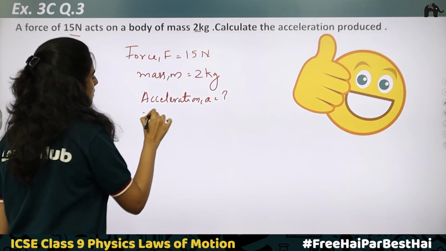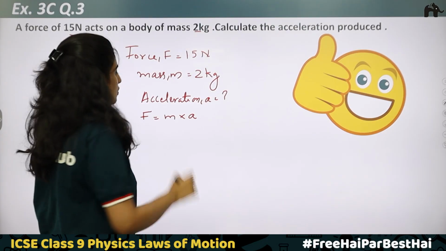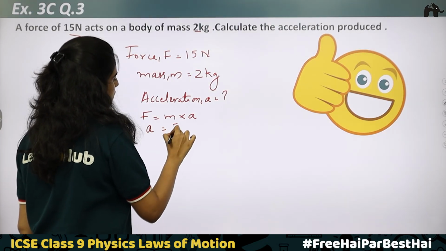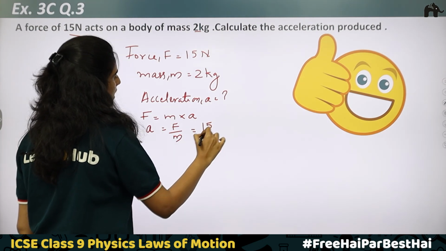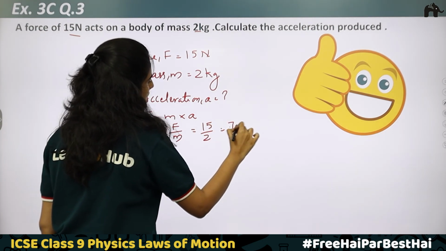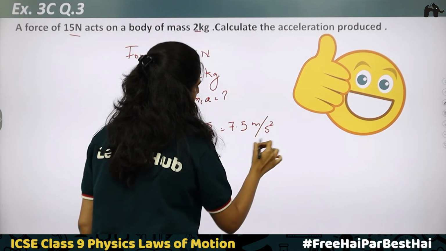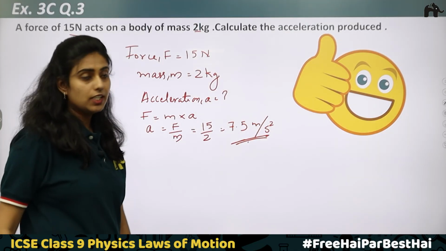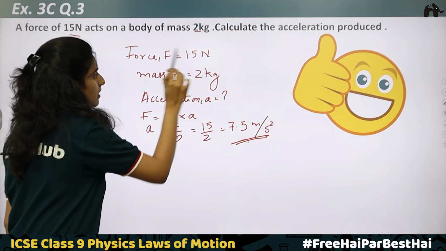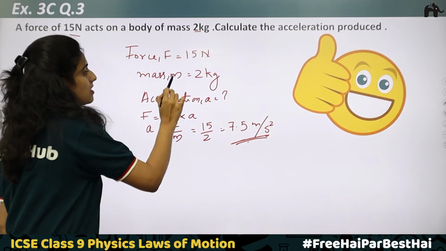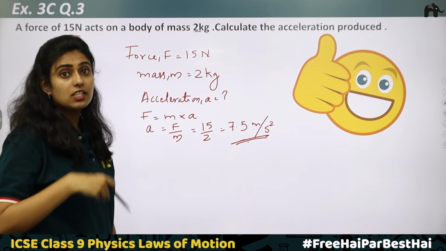Okay. Force is equal to mass into acceleration. Then what is acceleration? Acceleration is force divided by mass, which is equal to 15 divided by 2, that is 7.5 meter per second square. So here the unit will be meter per second square only when the force is given in Newton and mass is in kilogram. If the mass is given in grams, you have to first convert that mass into kilograms.